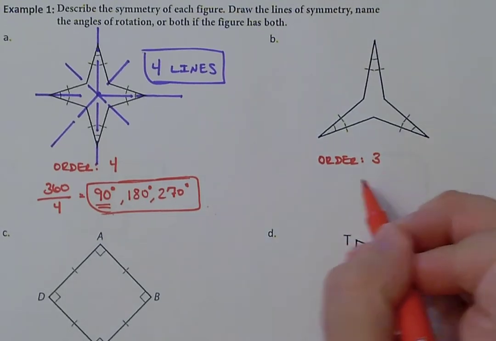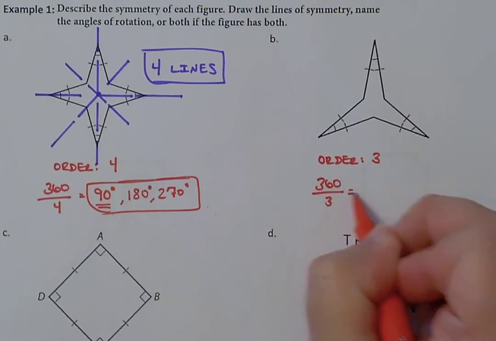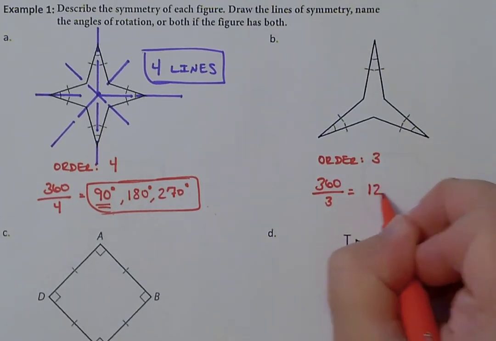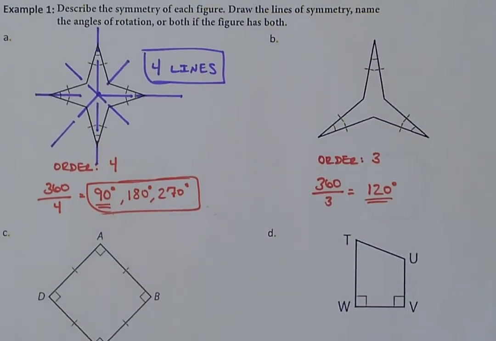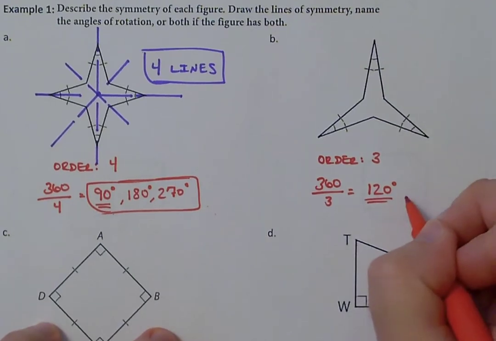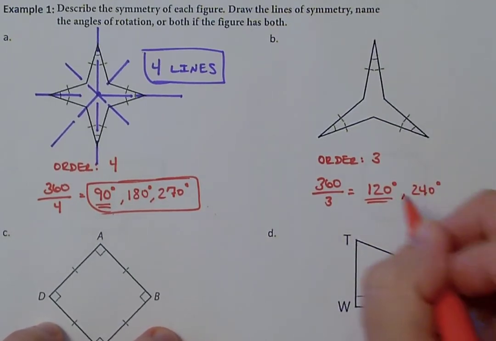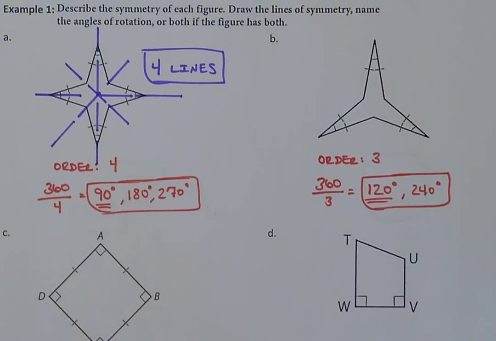So knowing my order is 3, we're going to take 360 and divide by 3. And when I do 360 divided by 3, we get 120 degrees for my angle of rotation. Now, like I said, to figure out your other ones, you keep adding that number until you get to 360. So my next number would be 240 degrees, and then after that it's 360. So those are my angles of rotation.